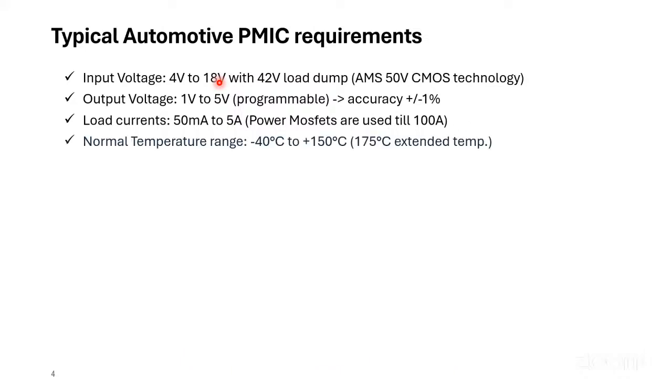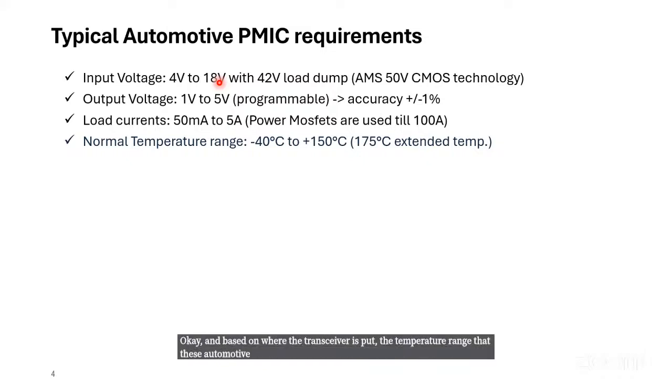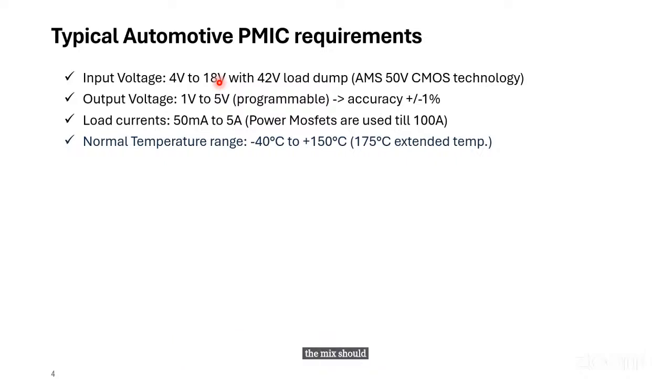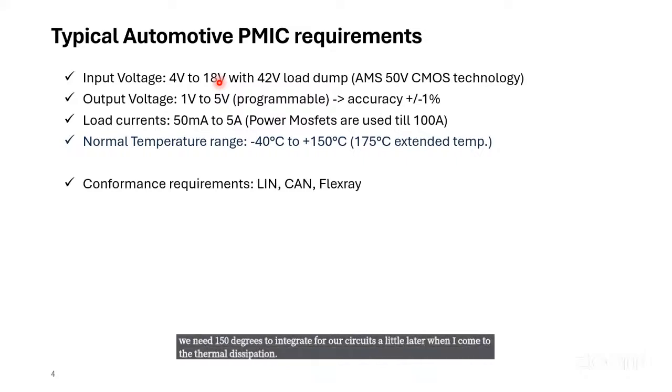Okay, and based on where the transceiver is put, the temperature range that these automotive PMICs should handle is anywhere between -40 to 150 degrees centigrade. Now I'll come back to this topic of why we need 150 degrees centigrade for our circuits a little later when I come to the thermal dissipation.